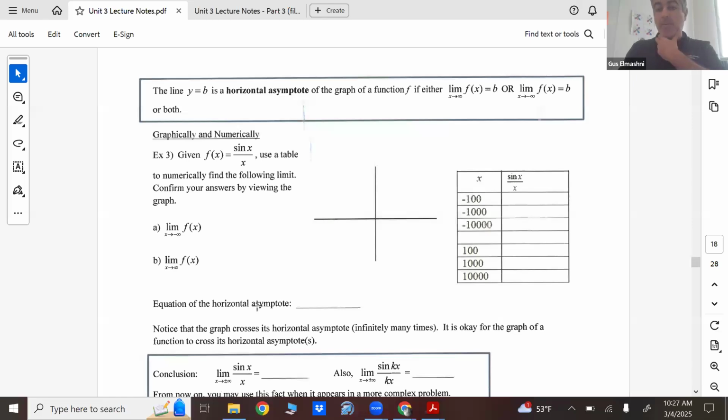Okay, so in general, this is really how a horizontal asymptote is defined from a limit perspective, right? This is why we spent all this time on rational functions earlier in this semester.